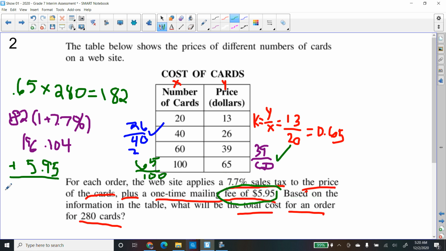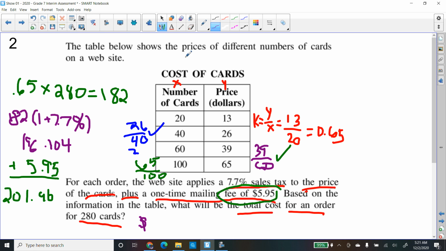So my total price is $201.96. That is my total cost of the card order.